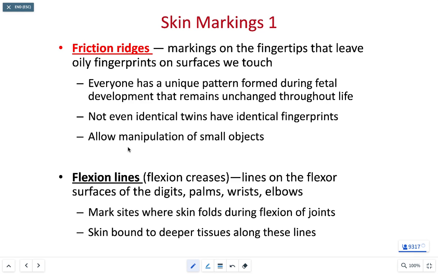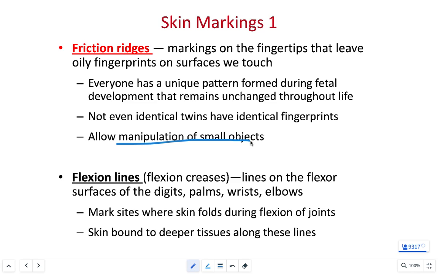What do we use friction ridges for? Well, to grab things, or the manipulation of small objects. They increase friction. Fingerprints give more friction, so you can grab smooth and slippery things and not have them fall out of your hand. They're a good thing. We also have flexion lines, and these flexion lines are just natural creases in the body.